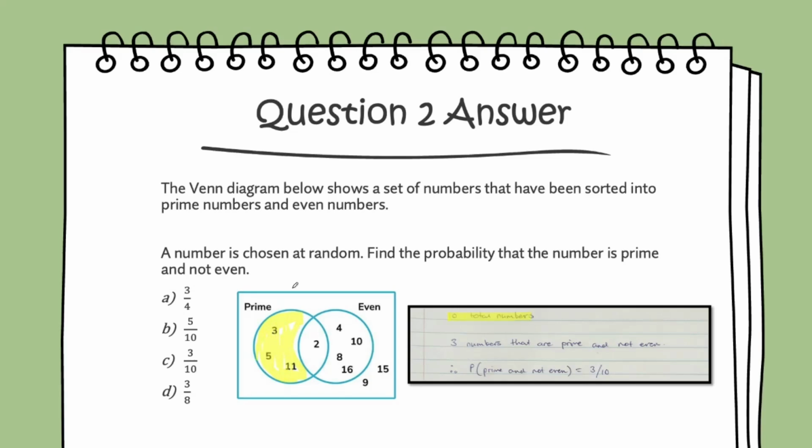So we've got 10 total numbers. If you count up all the numbers here, 1, 2, 3, 4, 5, 6, 7, 8, 9, 10, and 3 of them are in this shaded area here. Therefore, the probability that the number is prime and not even is going to be 3 out of 10, which is option C here. So fairly simple question.